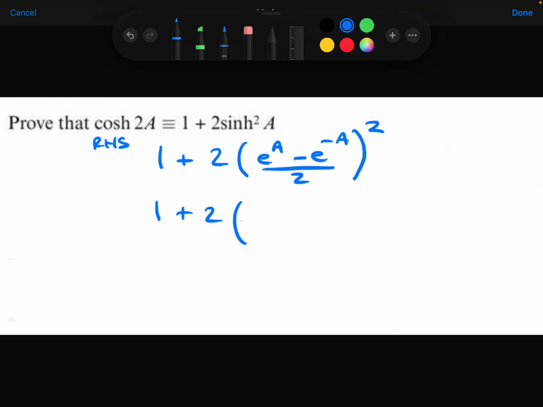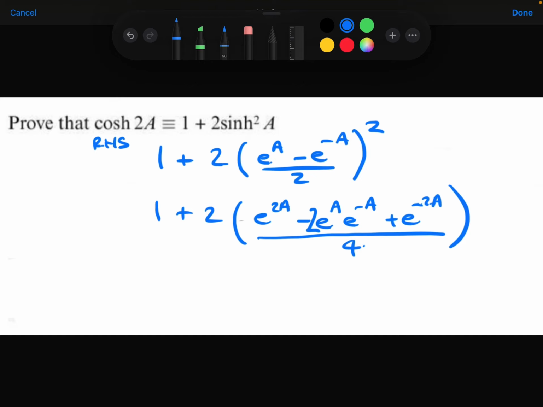Expanding those brackets, I'm going to have e to the 2A minus e to the A times e to the minus A, but there'll be 2 of those. And then I'll have a plus e to the minus 2A. And all of that is over 4.